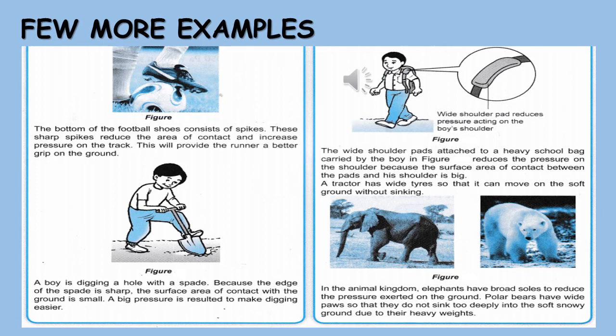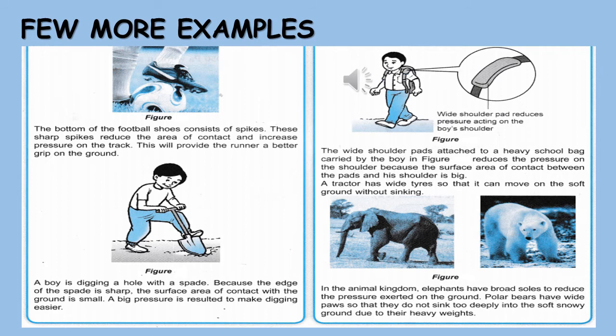This is a very common example: why is there a wide shoulder pad attached to a heavy school bag? Because when we attach this wide pad to the heavy school bag, automatically the area of contact increases, and the force due to the weight of the bag and the books and notebooks inside is distributed over a larger area, and the effect of pressure on the shoulder is less.